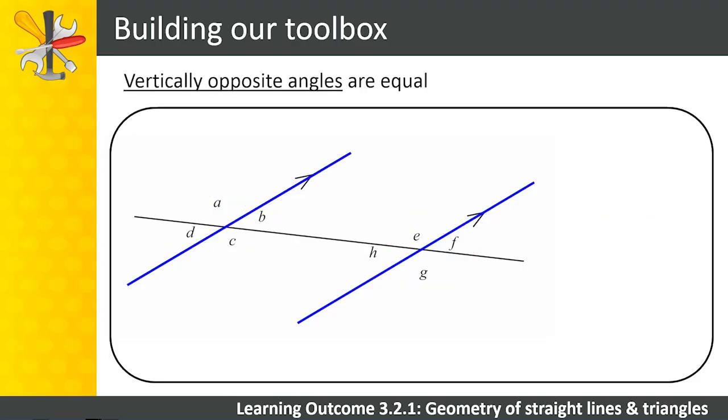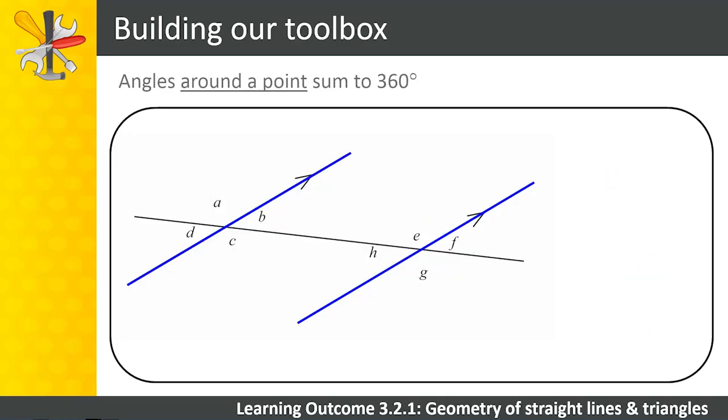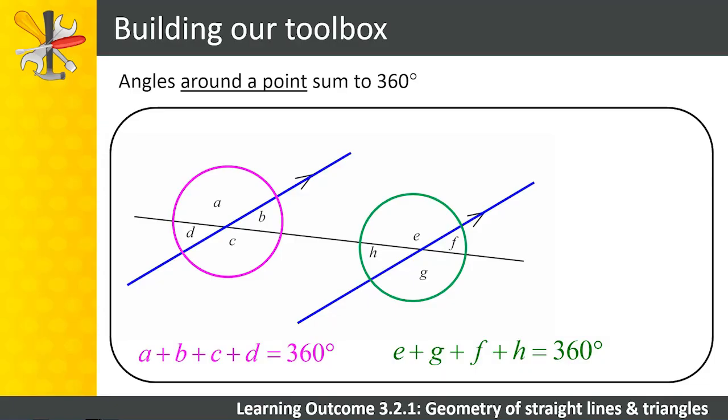Looking at this diagram, we should also note the pairs of vertically opposite angles that are equal. So A is equal to C, B is equal to D, E is equal to G, and F is equal to H, and that the angles around a point add up to 360 degrees. So, A plus B plus C plus D equals 360 degrees, and E plus G plus F plus H equals 360 degrees. We will now watch a video with some line geometry tips.